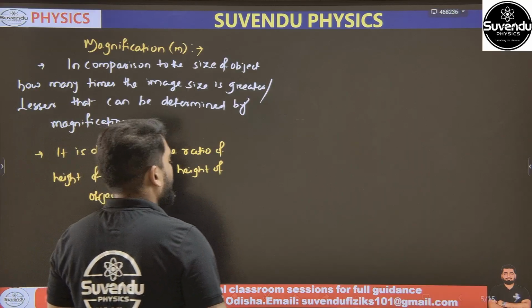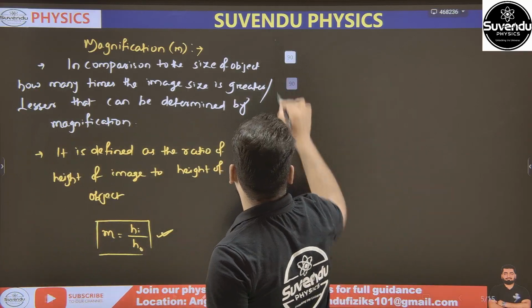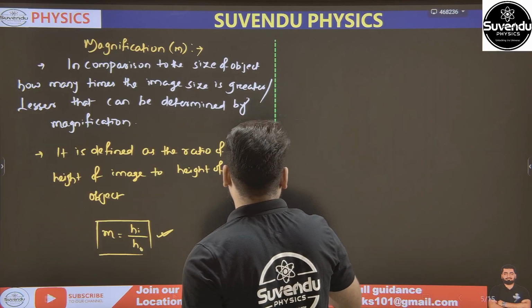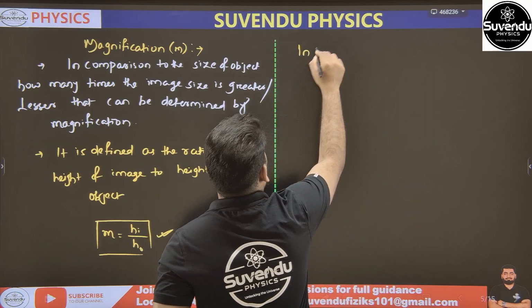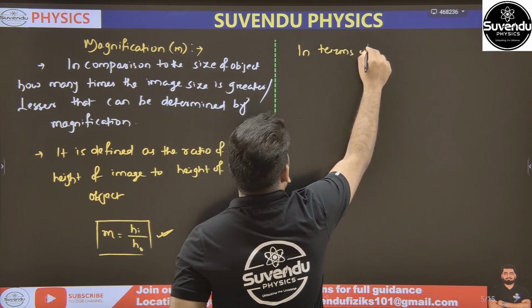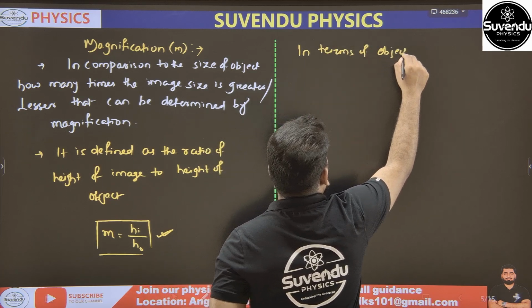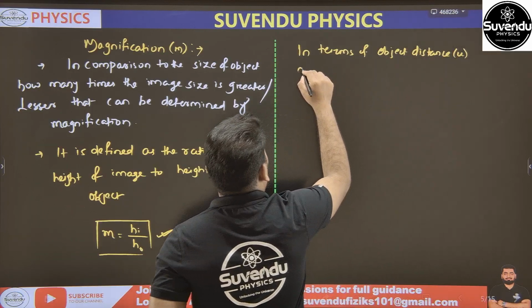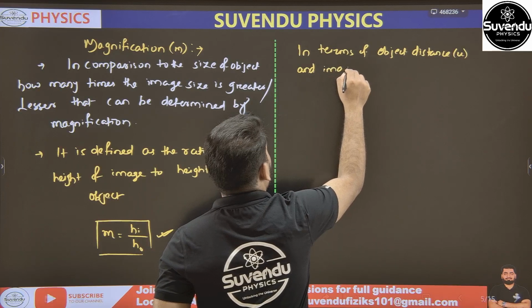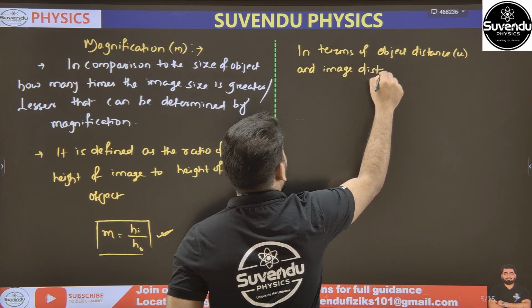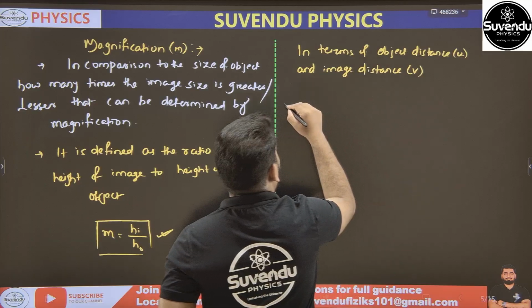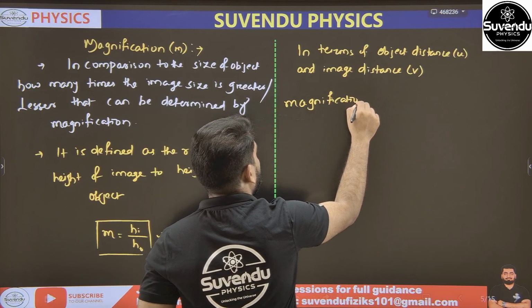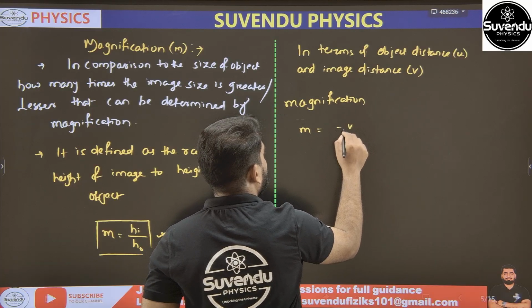And also remember, in terms of object distance u and image distance v, the magnification m is equal to minus v by u.